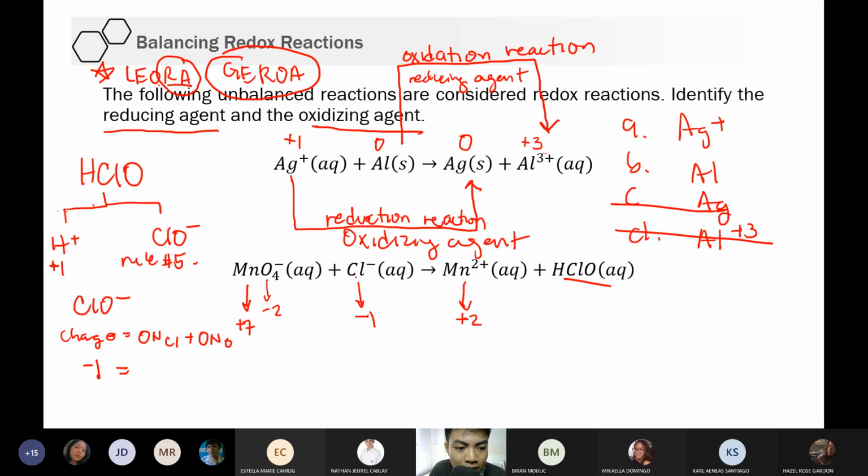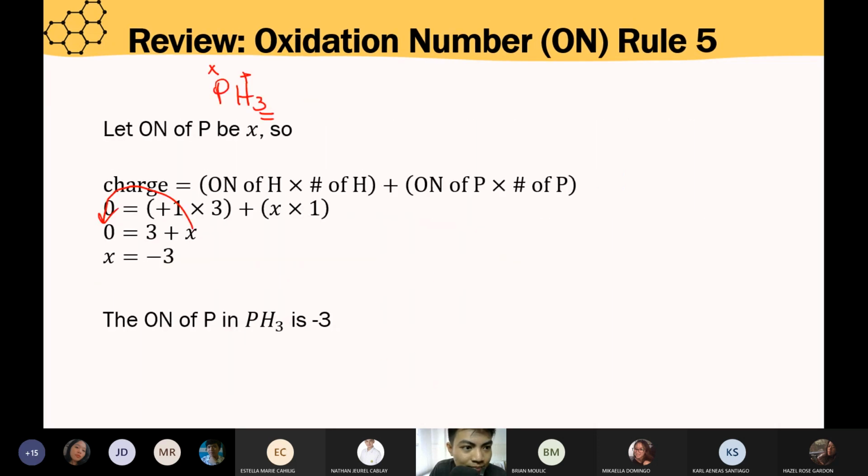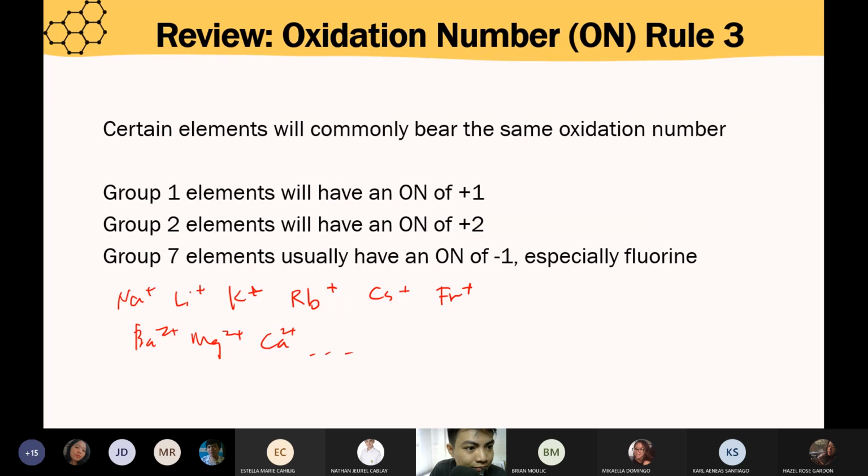Pero may in-skip akong part kanina sa sentence. Okay. Ano yung in-skip kong part? Basahin natin ulit. Okay. Basahin natin. Group 7 elements usually have negative 1, especially fluorine. Okay. So, ibig sabihin, of all the group 7 elements, si fluorine lang yung masunurin. Negative 1 talaga siya parati. Pero, there are cases, no, that other group 7 elements don't follow this. Kaya makikita nyo yung word na especially fluorine.